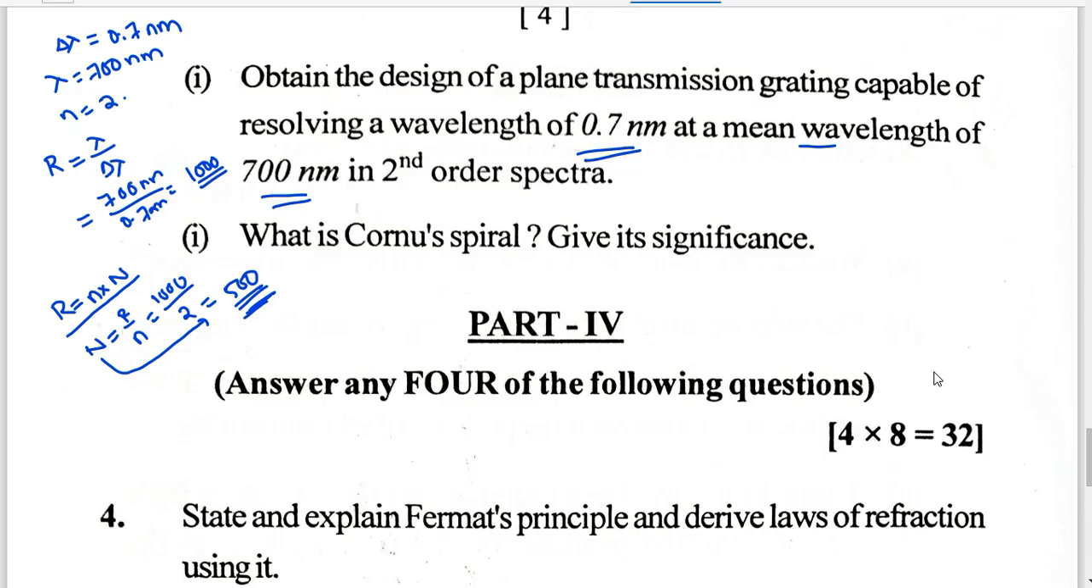The next question is, what is Cornu's spiral and give its significance. So Cornu's spiral is part of Fresnel's integral. This is the description of Fresnel's integral, and its significance is already written. I have already made a video regarding this, so you can write it directly.